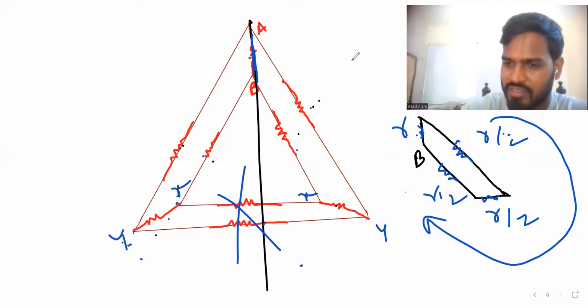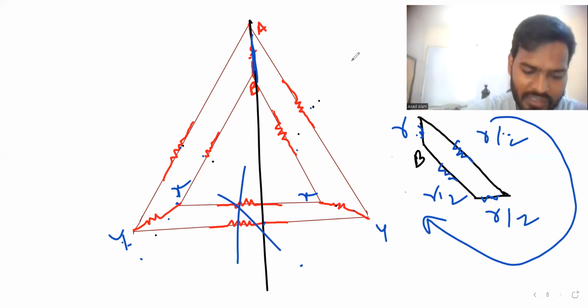These three are in series: R by 2, R by 2, R by 2. So 3R by 2, and then R is in series parallel. Then you can solve it. That was about solving by folding symmetry. Now, again, let's see one more question here.